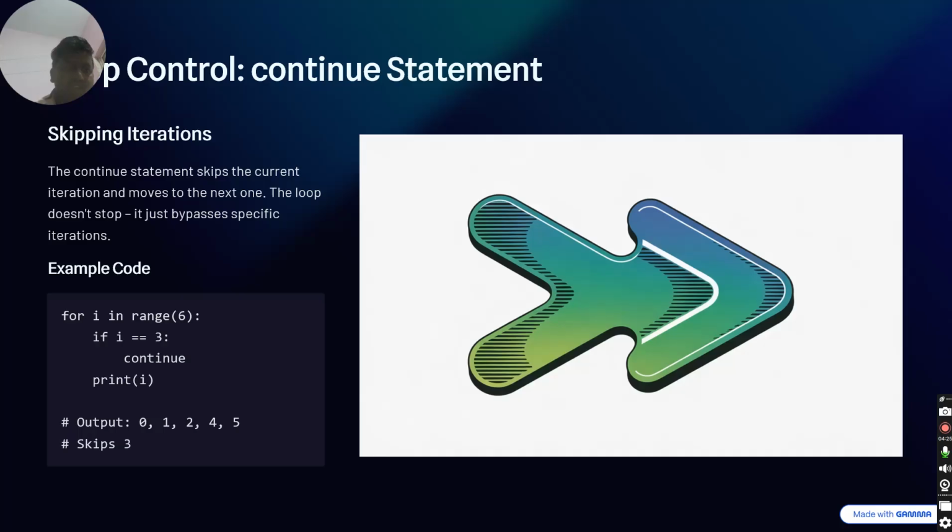And one more thing I have missed here is the break statement. If the same code is written with the break statement, if i equals 3, break, then only the values 0, 1, 2 get printed, and it breaks the loop, gets out of the loop and stops the iteration. This is the difference between the loop controlling statements continue and break.